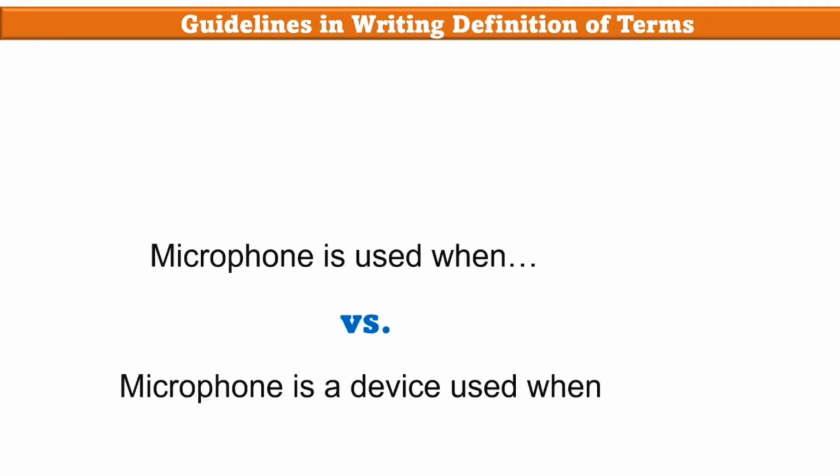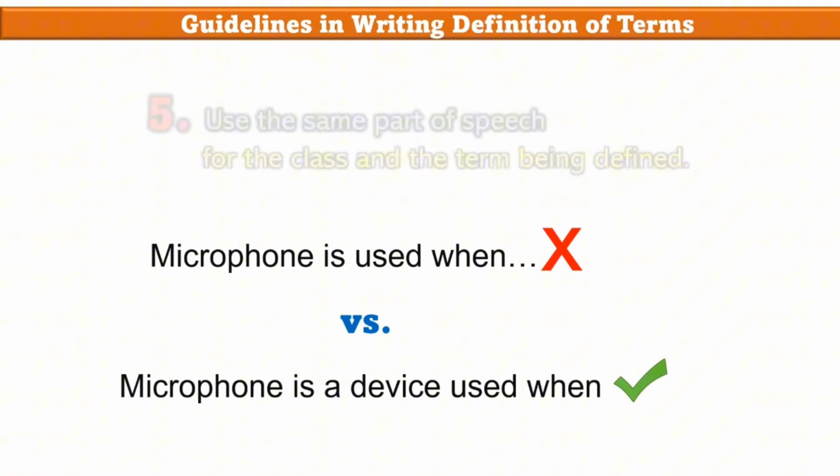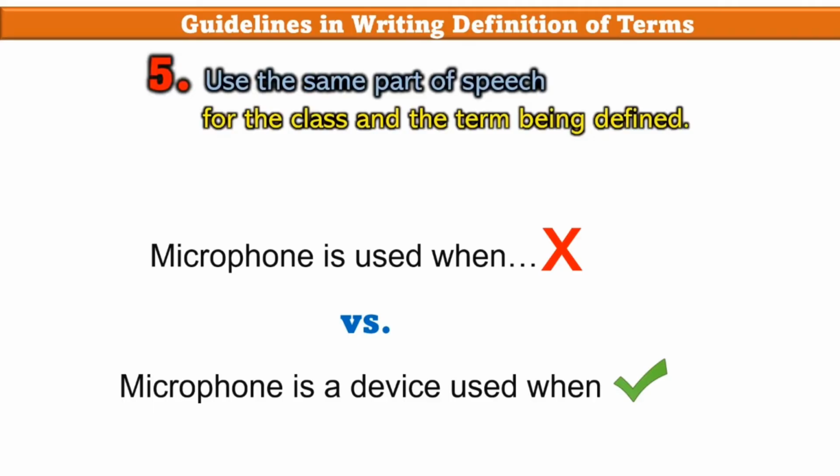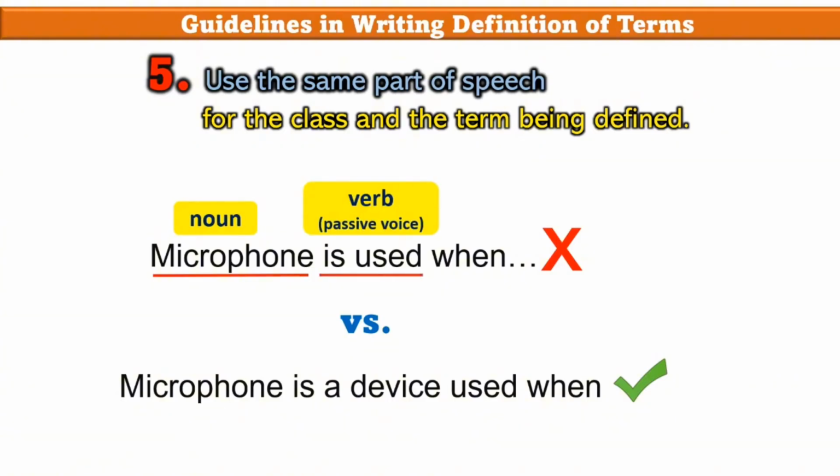Microphone is used when versus microphone is a device used when. The first one is wrong and the second is correct. This time, the guideline is use the same part of speech for the class and the term being defined. Dun sa first example, ang term ay microphone, which is a noun. Following it is a verb in passive voice, is used.